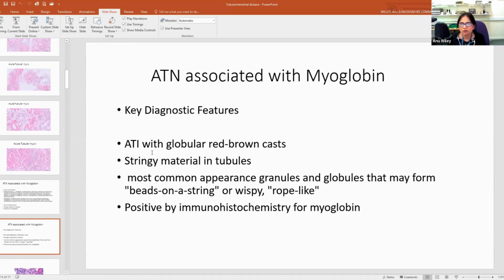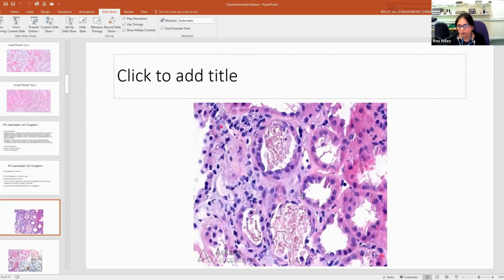So the key diagnostic features will be acute tubular injury with these globular red-brown casts, stringy material in the tubules. This stringy material does have a very specific look. It is called beads on a string or a rope-like appearance, and they will be positive by immunohistochemistry for myoglobin. So that's what it will look like.